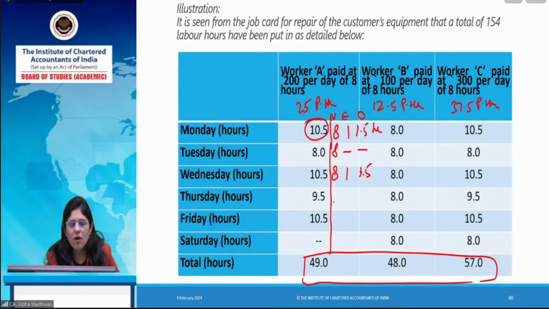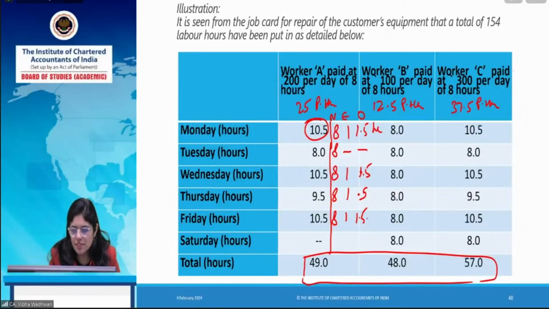Clear? On Thursday, A has worked for 9.5 hours. So 8 hours are normal. 1 hour is extra because beyond 9 hours only you are paid overtime. So overtime will be only half an hour. All right. On Friday, he has again worked for 10.5. So 8 hours normal, 1 extra he has worked over and above the normal. But for overtime, it is only 1.5 because overtime will be given only beyond 9 hours. Saturday, he has not worked.